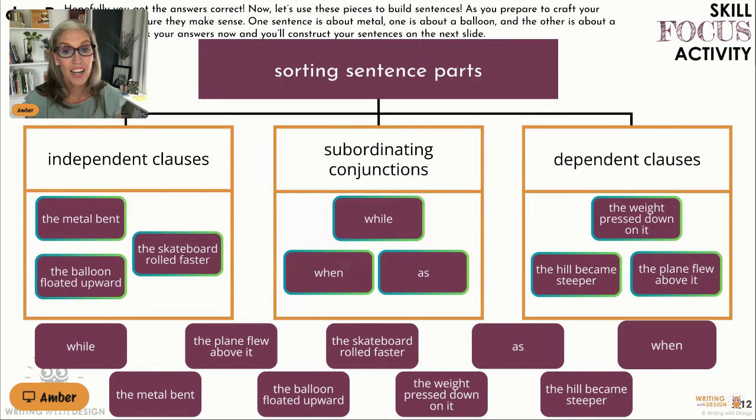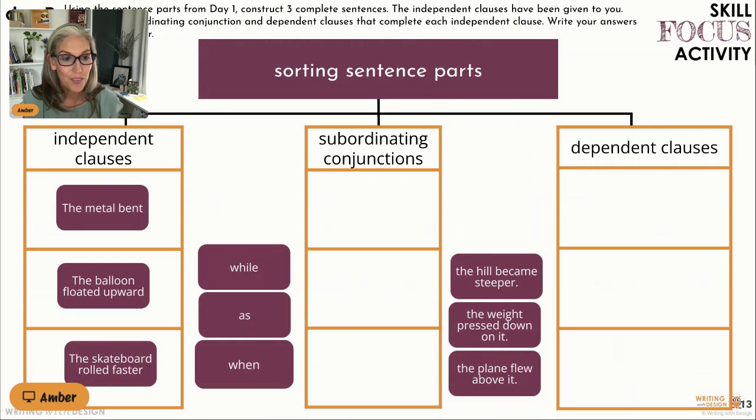So here is the answers to what we did on day one. Hopefully you put them in the right spot. This is where the different independent clauses, subordinating conjunctions, and dependent clauses go. And now we're going to take each of those and build out our sentence. So there's one sentence about the metal, one sentence about a balloon, and one about a skateboard. And so you have to think about what subordinating conjunction will fit based on what we have as the dependent clause for the sentences, right?